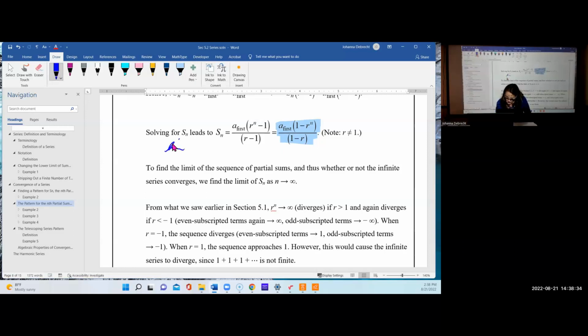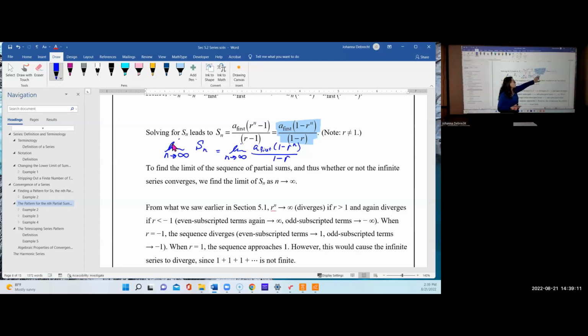So we have the limit as n goes to infinity of S sub n, which becomes the limit as n goes to infinity of a first, whatever that first number in the sequence is, times 1 minus r to the nth over 1 minus r. Now, r is some value that's being raised to the power, like an exponential function. Now, we've got this expression right here. We need to consider different values of r.